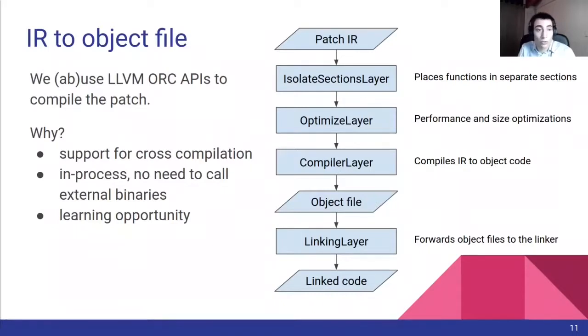We've chosen to use LLVM ORC APIs because we want to support cross-compilation, and LLVM ORC APIs allow you to support cross-compilation really easily. Also, they are in process. You can use LLVM as a library, so you don't need to call any external binaries, which is handy.